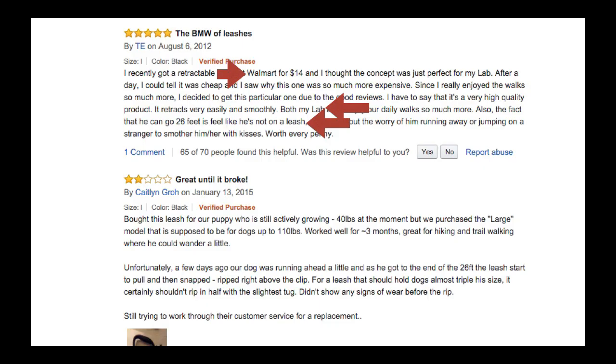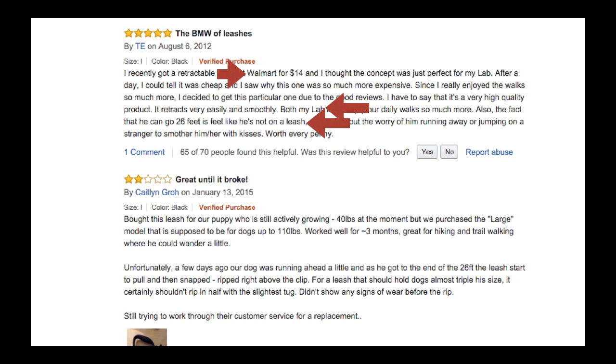Okay. So you can see here, here's some of the customer reviews, okay? So I recently got a retractable from Walmart for $14, okay? And I thought the concept was just perfect for my lab. After a day, I could tell it was cheap, and I saw this one was so much more expensive. Since I really enjoyed the walk so much more, I decided to get this particular one due to the good reviews.